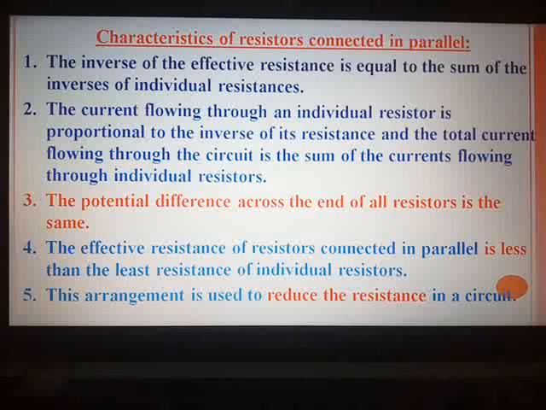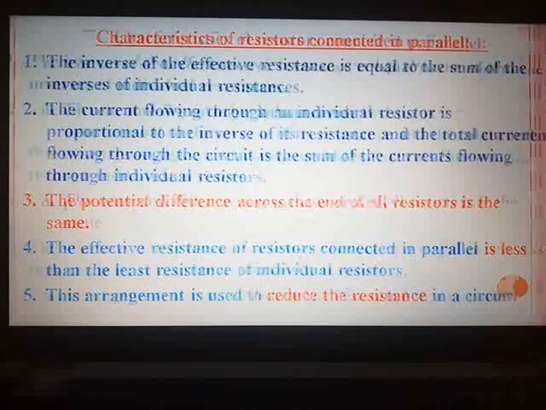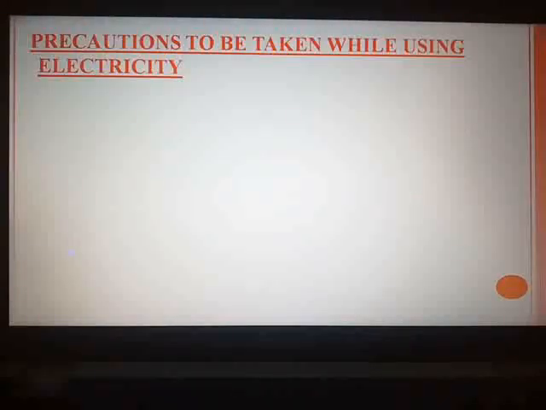Now let us see a remaining small topic from this chapter. You have studied about electricity in this chapter. So what precautions do you have to take while using electricity? One by one we will discuss.